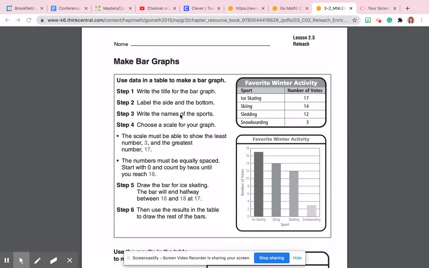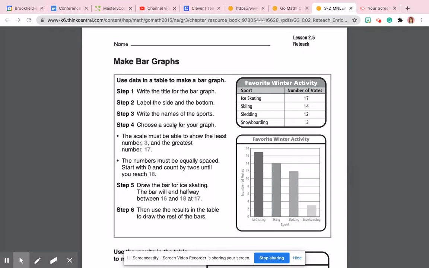Step 3 is to write the names of the sports. So they looked at the data table, they saw ice skating, skiing, sledding, and snowboarding. So on their bar graph, they put ice skating, skiing, sledding, and snowboarding.